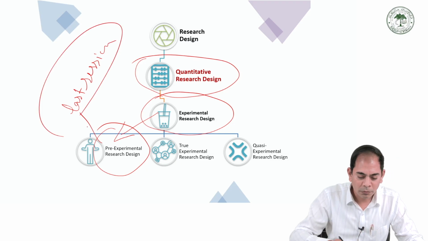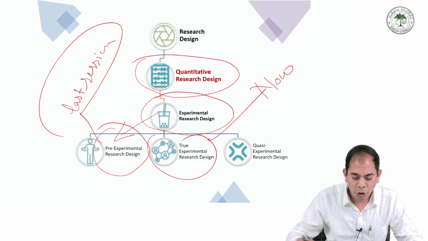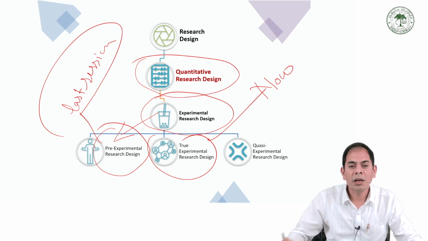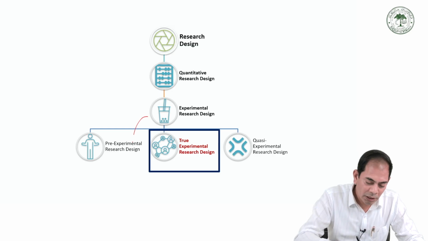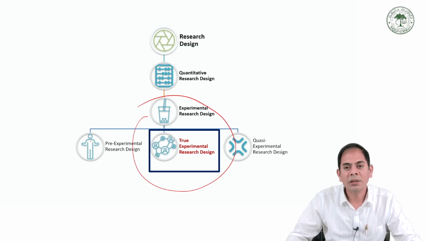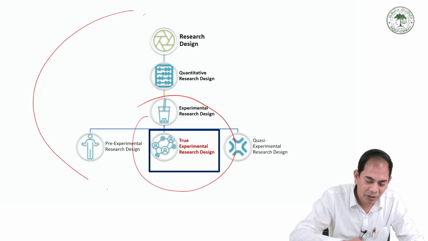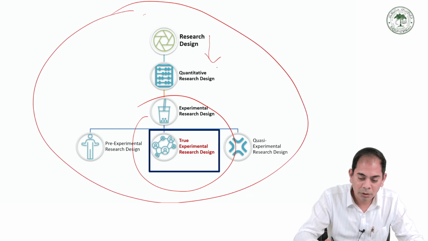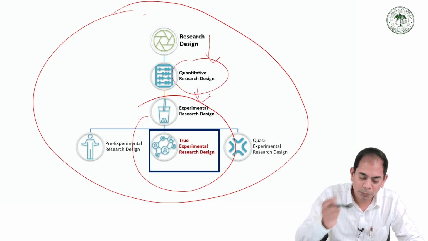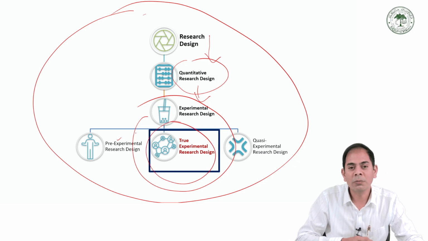And now we will discuss the true experimental research design, and after that we go to the quasi-experimental research design. Important thing is, what is true experimental research design? This is the graph. You just see the research design, quantitative research design, and experimental research design. In experimental research design there is pre-experimental research design. This is the true experimental research design.